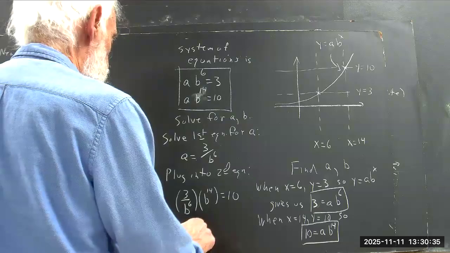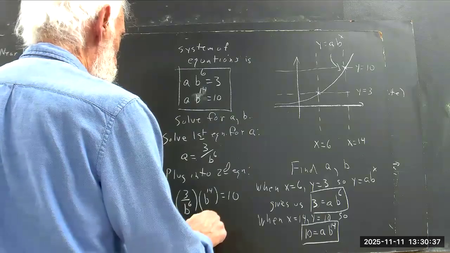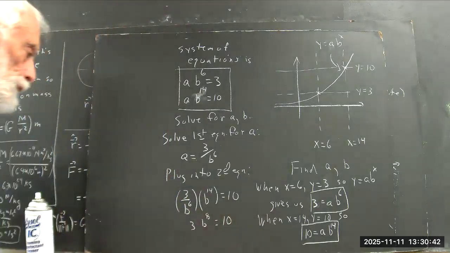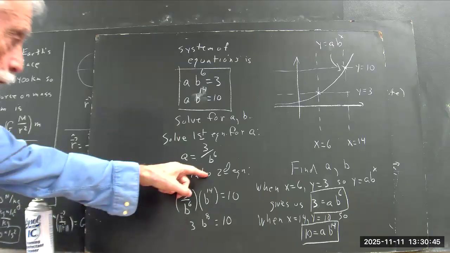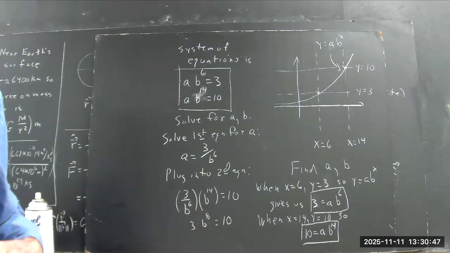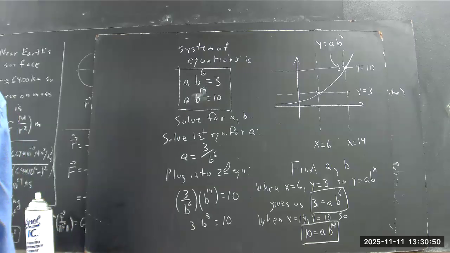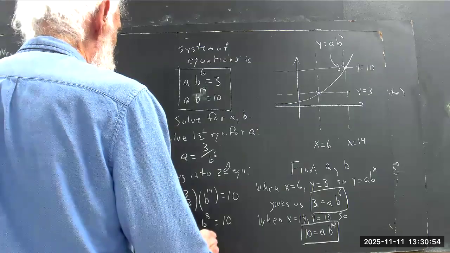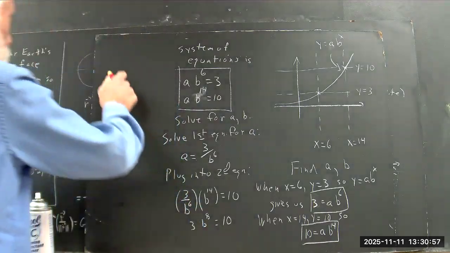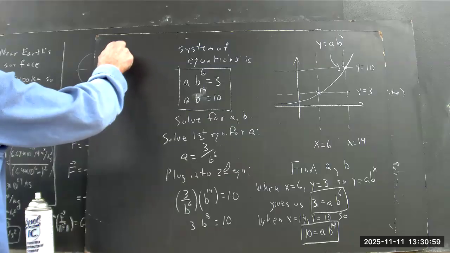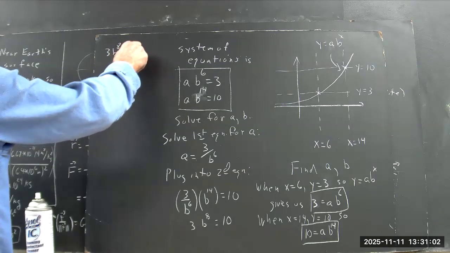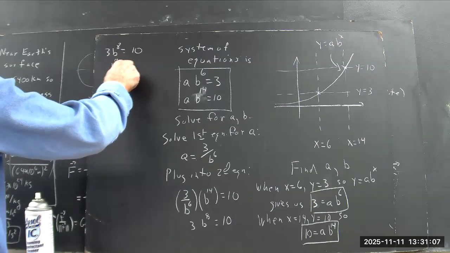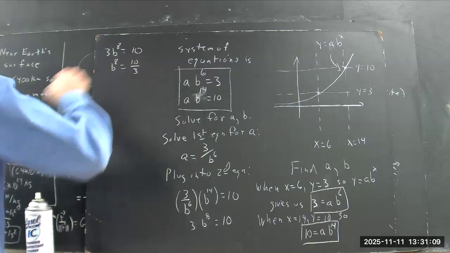Okay, so we simplify this. This gives us 3b to the 8th equals 10. Because b to the 14th divided by b to the 6th is b to the 8th. You subtract exponents when you're dividing. So let me just rewrite that: 3b to the 8th equals 10. That means that b to the 8th is 10/3.